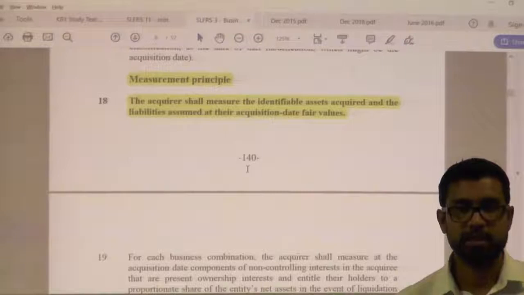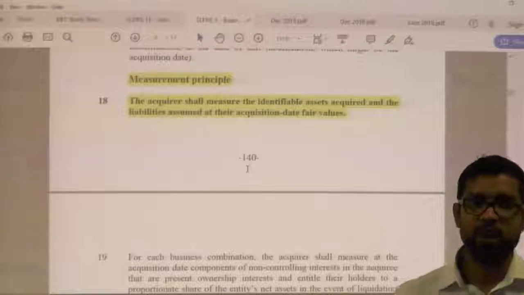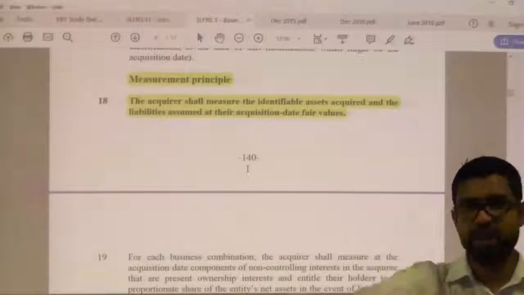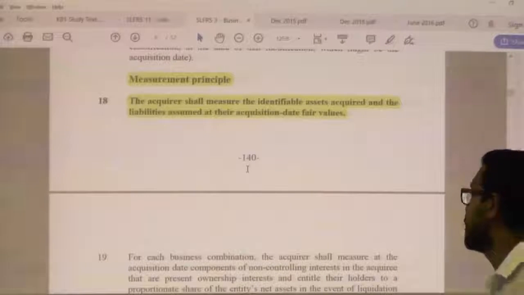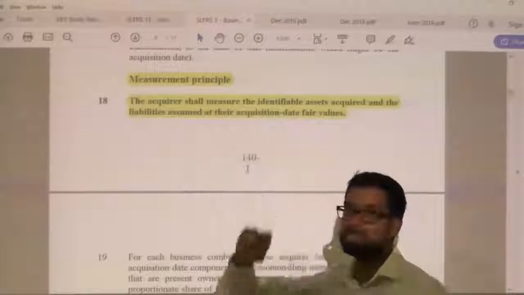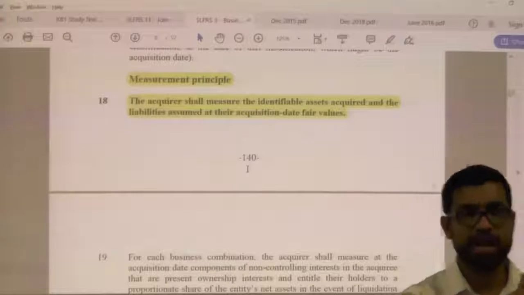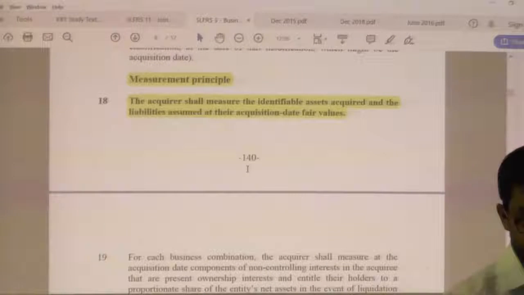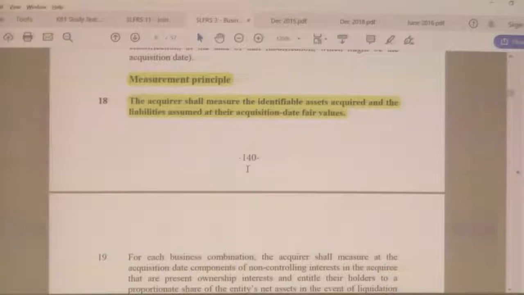Your investment. Since your cost of control account represents the fair value of acquisition, you have to determine the fair value of assets acquired and liabilities assumed. I will show you the calculations later, but for the time being understand this: the measurement principle is fair value. Paragraph 2 will explain that to you.